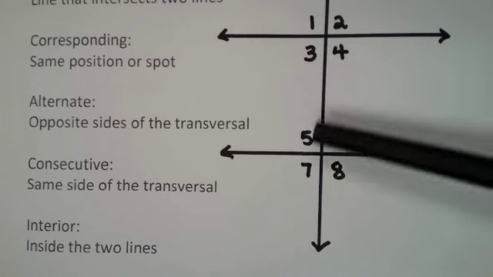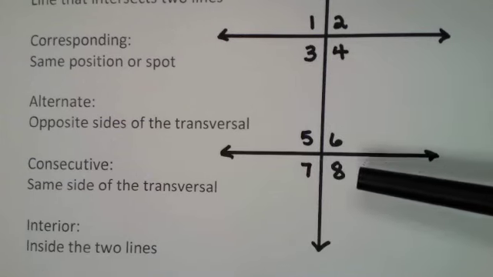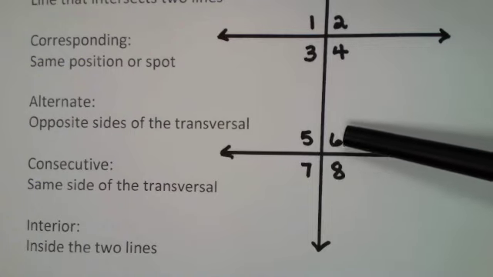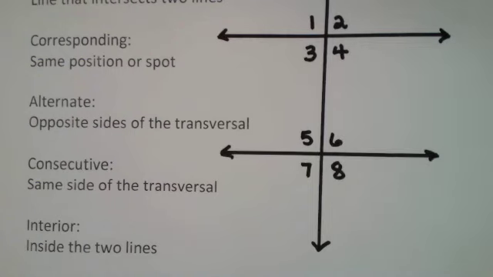7 and 3 would be in the same position. 8 and 4 would be in the same position. 6 and 2 would be in the same position. That means those are corresponding angles.